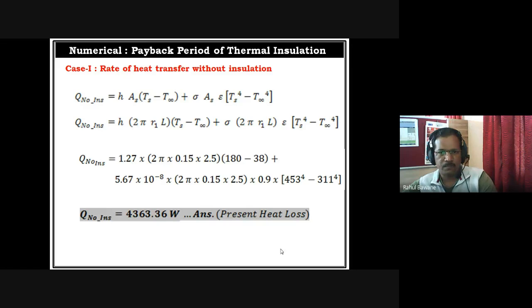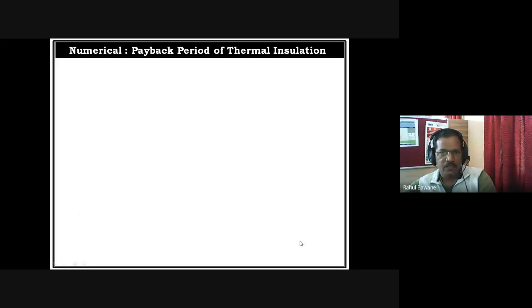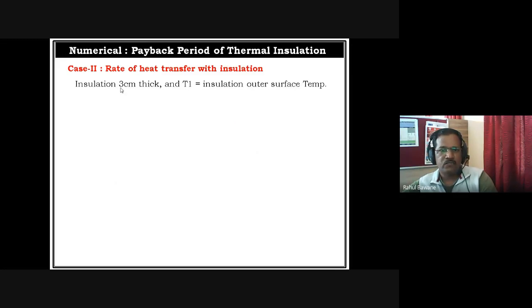Before insulation. Now, what happens if we provide insulation? So definitely heat loss should be reduced. Okay. So second case, when we provide insulation. The insulation thickness is 3 centimeter, and when I wound the insulation, the pipe surface is not directly exposed for convection or radiation.